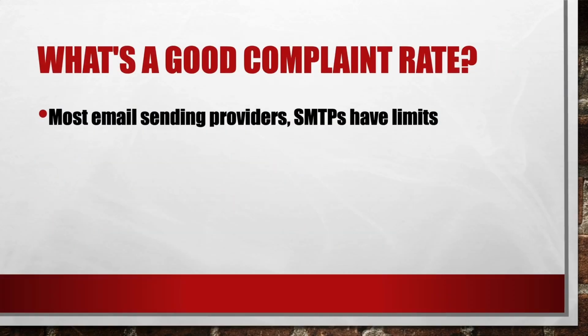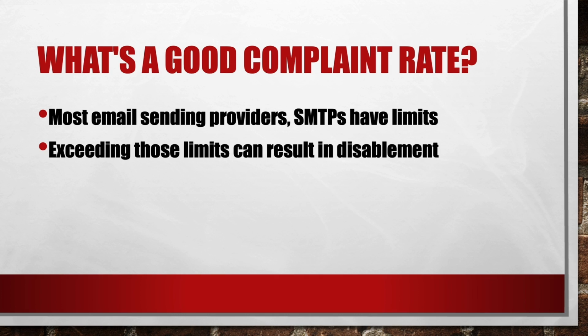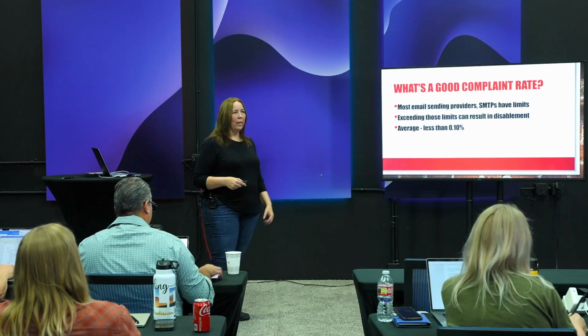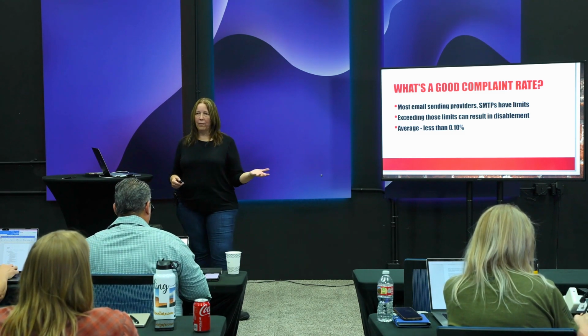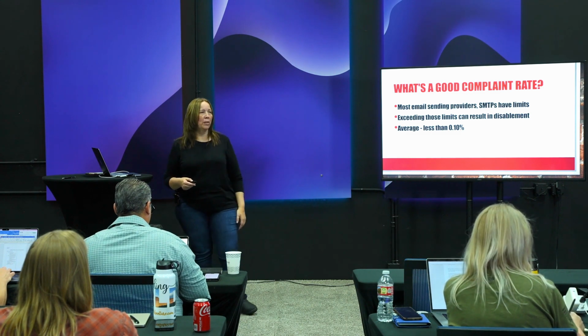So what is a good complaint rate? Most email sending providers, like the software that you're using, or the people you're sending to, like Google, Outlook, Yahoo, or SMTPs, the ones on the back end, most of them have thresholds that they're going to hold us to. They have limits, right? They can only take so much. And so if you exceed those limits, it can actually result in that disablement. The average complaint rate that's allowable is 0.10%. So like MailChimp, for instance, if you go into their documentation and look at what is an acceptable complaint rate on their platform, it's going to be 0.10%.